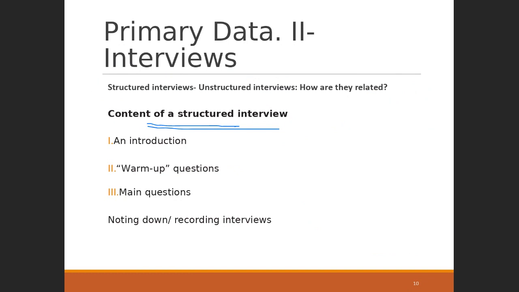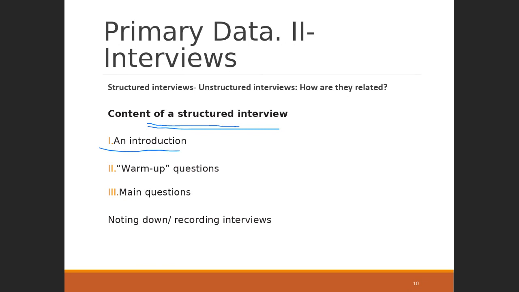Structured interviews, as the name implies, are more structured, more logical, more orderly. The first part of your structured interview includes the introduction section. You as an interviewer need to introduce yourself. You need to tell about the purpose of your interview. You need to assure confidentiality. You need to ask permission to record the interview.